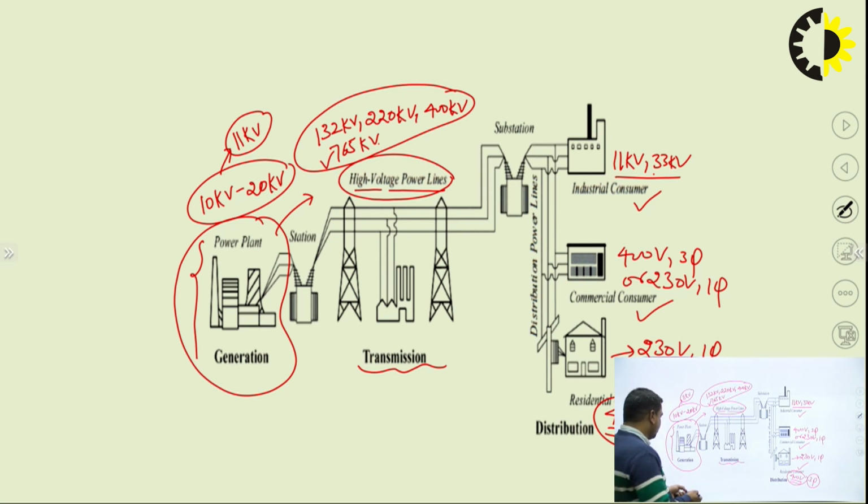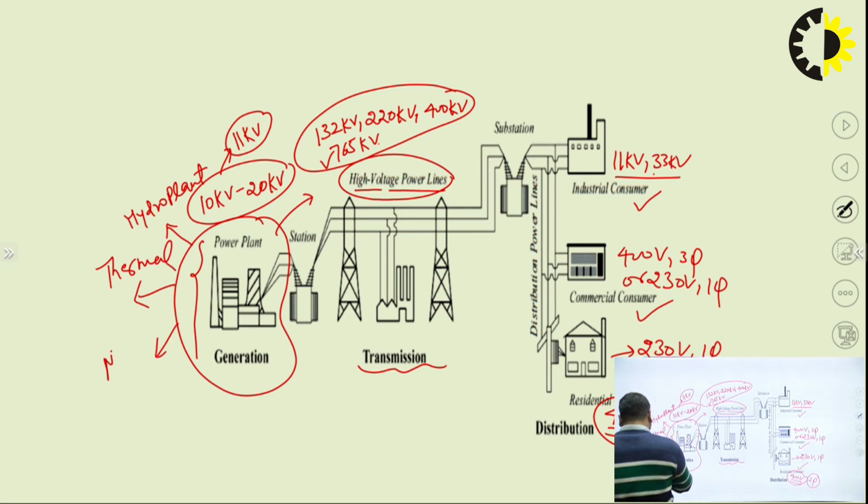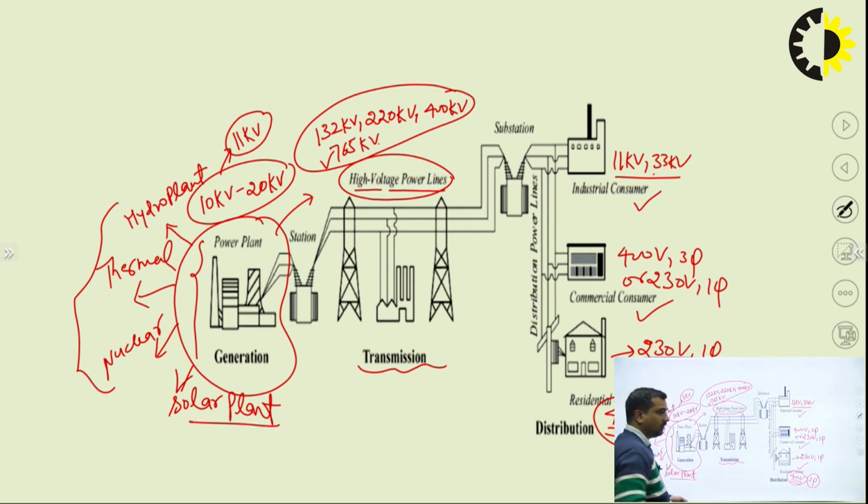So at generating stations we have hydro plant, or maybe thermal, nuclear. Three major plants are there to generate the electricity. And we can also say that we have a solar plant, that is a renewable energy resource. In fact, renewable energy resources include the hydro plant also. Renewable means they renew themselves. They are not going to end like coal plants.